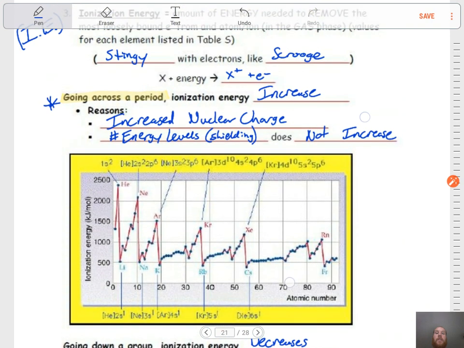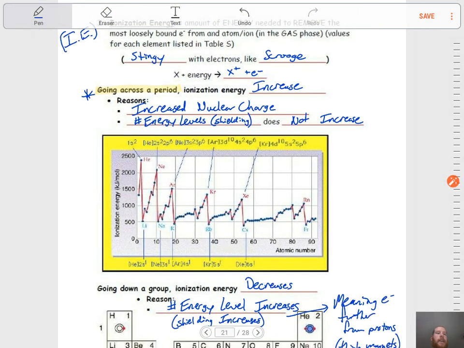So just to recap, your number one trend is your horizontal trend, your period trend, left to right. That is more important. And then number two is going to be your group, top to bottom. So left to right, it increases, and top to bottom, it decreases. This is very similar to electronegativity. You can see that pattern start to unfold.